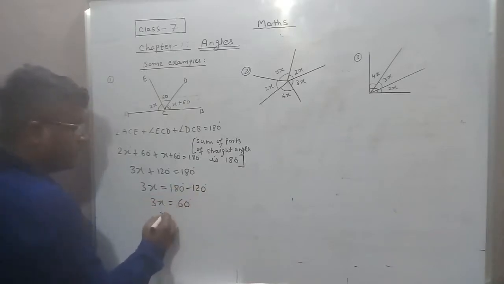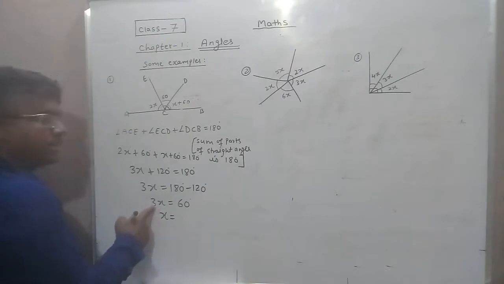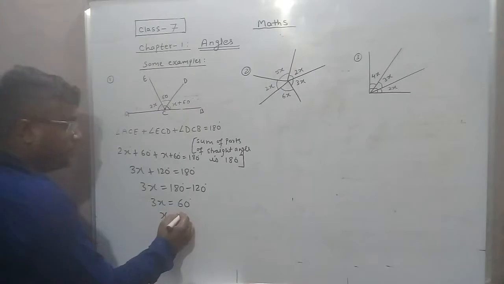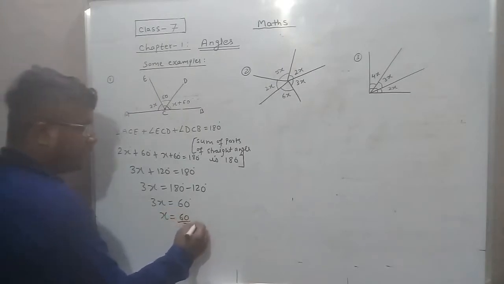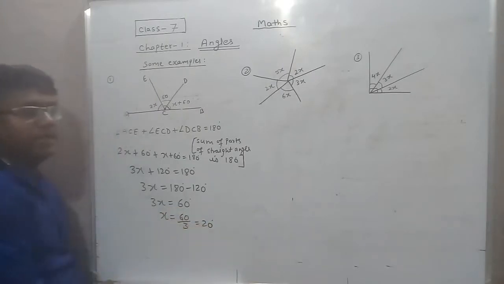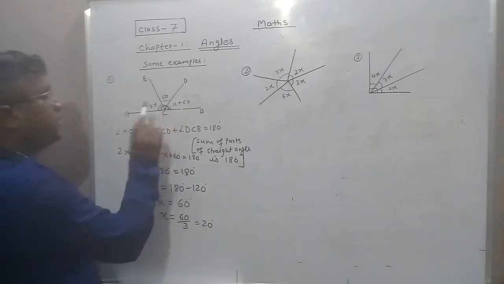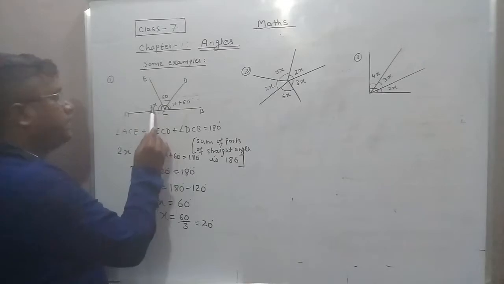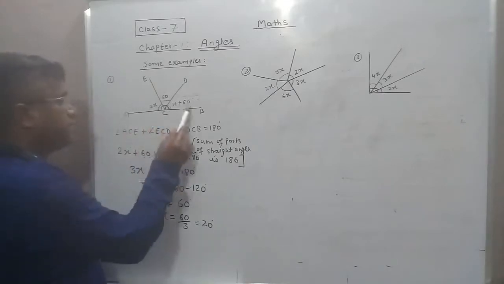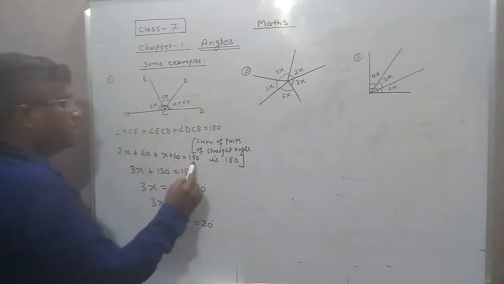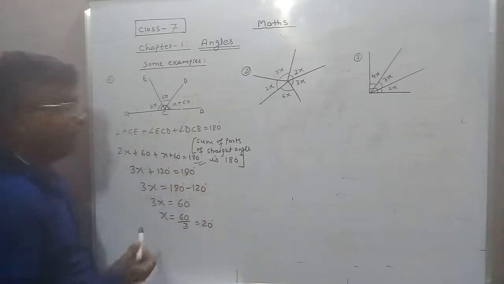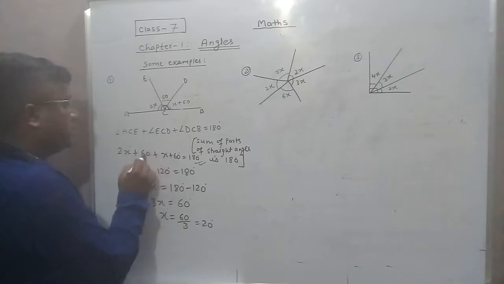So transfer this 3 to the right hand side. Here 3x means 3 into x, 3 multiplied by x. If it is multiplying here, when transferred to the right hand side it will divide, and we will get the value of x as 20 degrees. It's very simple. This total straight angle is divided into three parts: one is 2x, another is 60, another is x plus 60. If you add these three parts, you will get the total sum as 180 degrees.